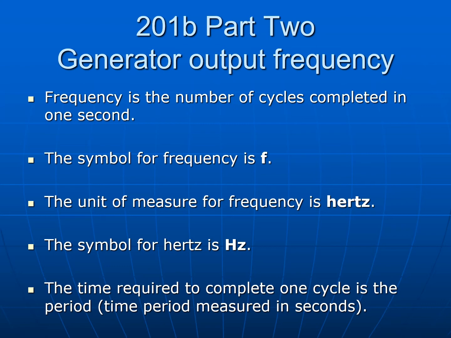When we talk about generator output frequency, we're talking about how many of those cycles we can complete in a given time frame, this time frame being 1 second. Frequency is represented by the lowercase f, and it's measured in the term hertz. So anytime we talk about 60 hertz or 40 hertz or 50 hertz, we're talking about the frequency of our electrical system, specifically the frequency of our generation system.